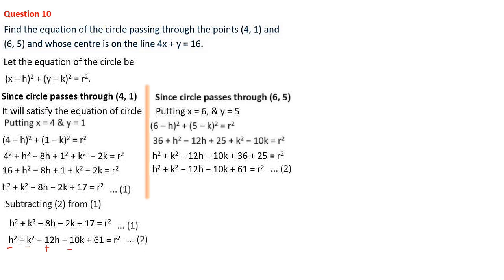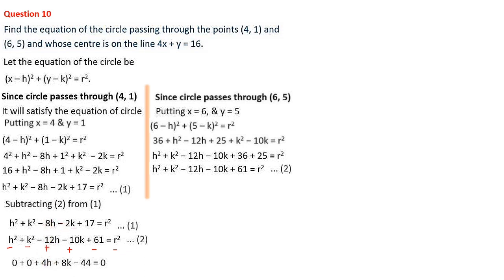This is minus, so plus will be coming. And here also plus is there, so minus will be coming. Here r square is positive, so minus will be coming. Then h square minus h square, that is 0. Then k square minus k square, 0. Minus 8 plus 12 is plus 4h.